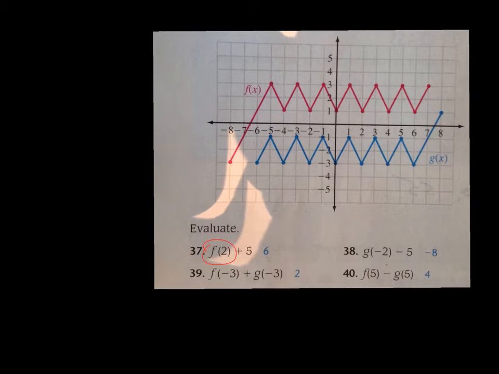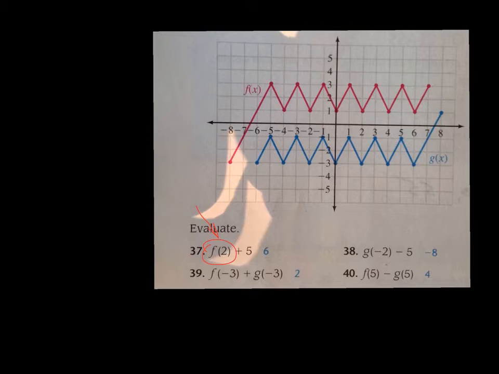F of 2, number 37, f of 2. They're giving a number there. Well, what is the 2? The 2 is the x. The f of 2 is the y value you get when you are at x equals 2.